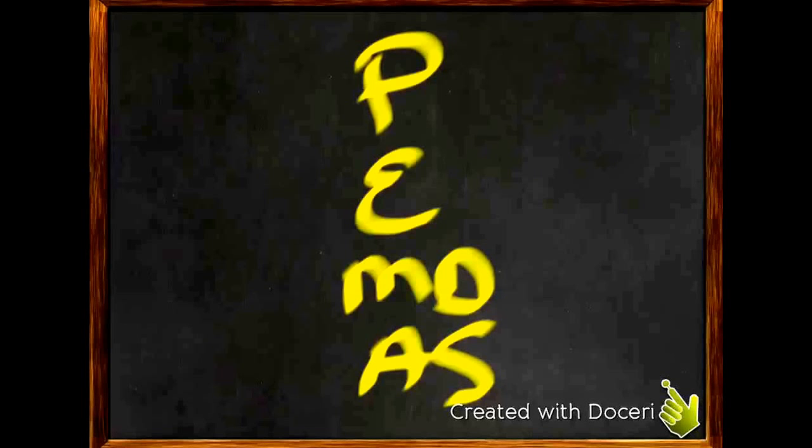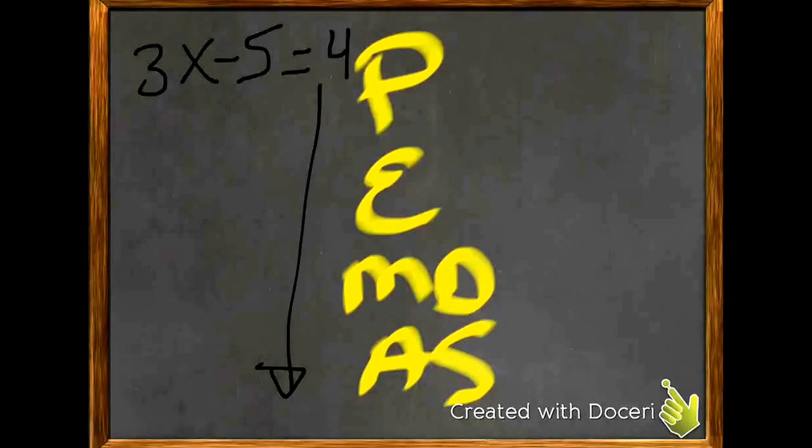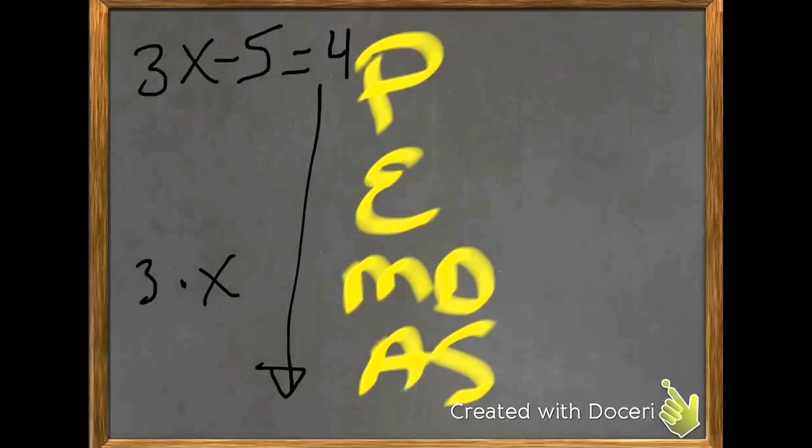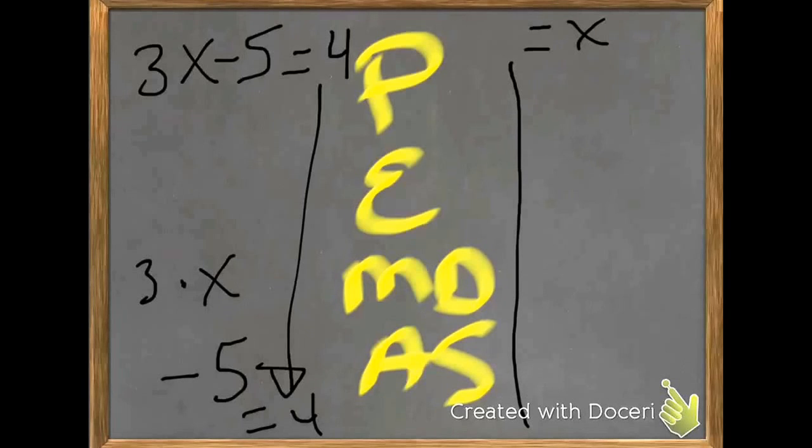The foolproof way to solve for x and always know that we're going to be right is to follow the order of operations backwards. So when someone figured out that 3x minus 5 equals 4, they followed the order of operations. The first thing they did to x was they times x by 3, and then they subtracted 5, and they found out that all of that equals 4. To find out what x is, we're going to undo in the opposite order.